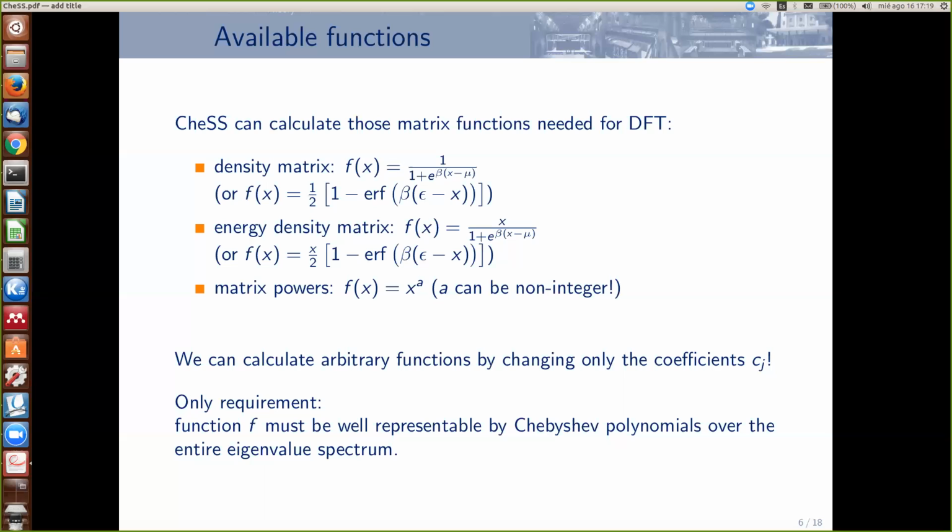It's really easy. The only requirement is that the function f that we want to calculate must be well representable by the Chebyshev polynomials over the entire eigenvalue spectrum. And this is the important point. That's why I told you in the beginning that it performs very well for matrices with small spectra. Because you can imagine, if you have a very large eigenvalue spectrum and you have to approximate a function by these polynomials, you will then have a very, very high degree, and the method becomes inefficient.